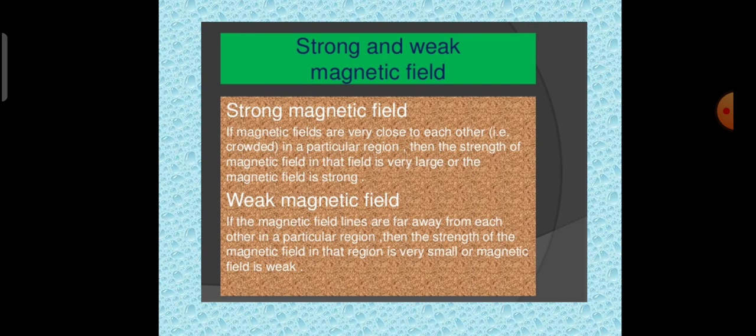Strong and weak magnetic field. If magnetic field lines are very close to each other in a particular region, then the strength of the magnetic field in that region is very large. If the magnetic field lines are far away from each other in a particular region, then the strength of the magnetic field in that region is very small or weak.